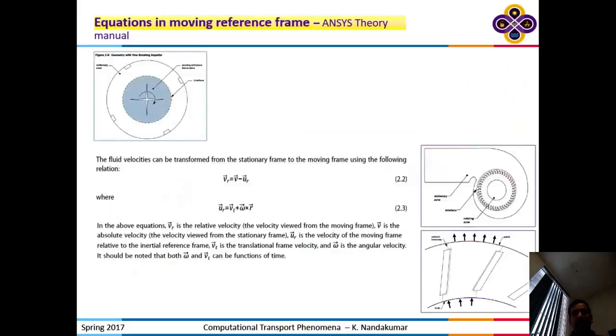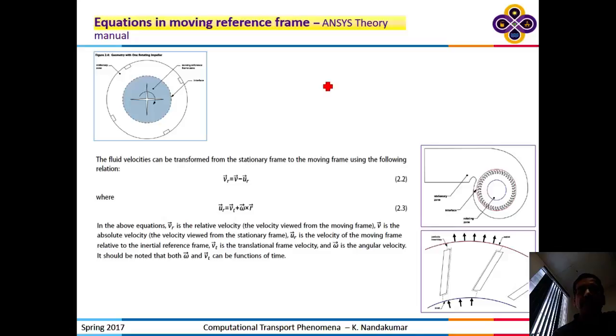Okay? Now, the next concept that we should be prepared to deal with as we are learning to equip ourselves for solving a variety of complicated engineering problems using these tools is moving reference frame. What does it mean? How is it formulated in theory, and how is it implemented in COMSOL and ANSYS and any other package? So here is a problem.